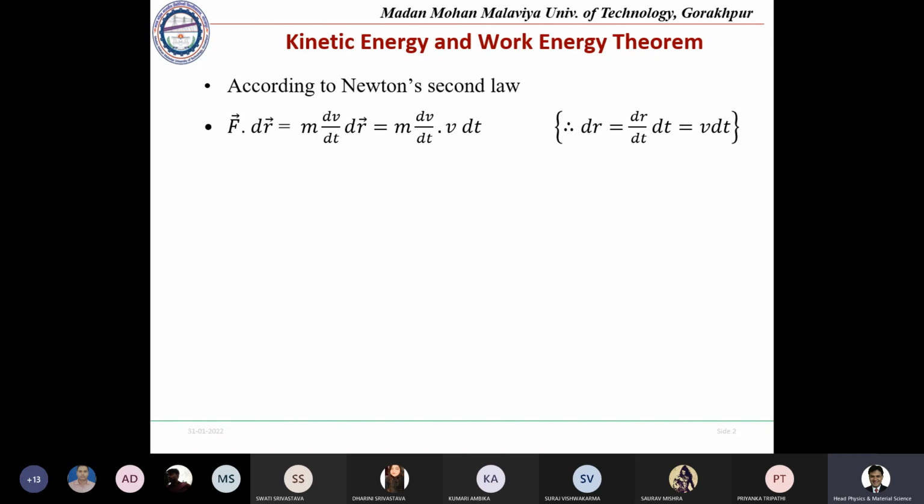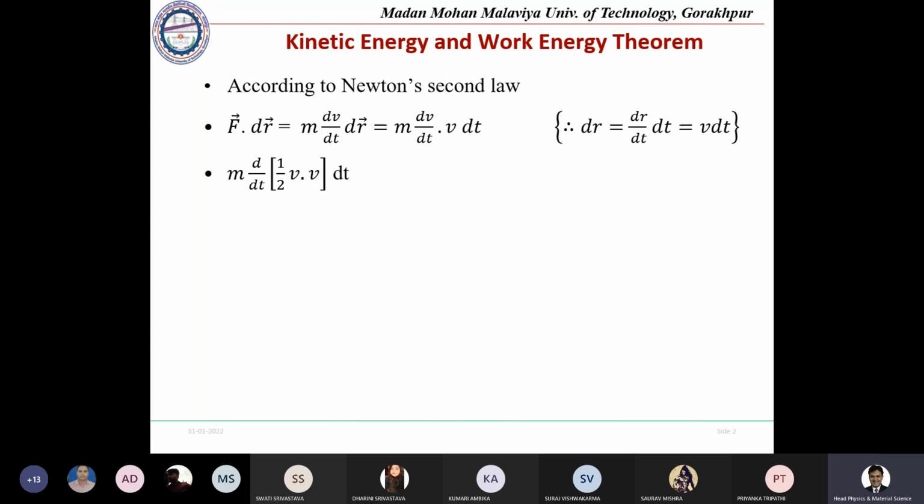Let us see on the right hand side what I have written in the bracket. dr is equal to dr upon dt into dt, and we write dr upon dt as v, so in place of dr we have taken v times dt. So now what we are getting is m times d by dt of half v into v.